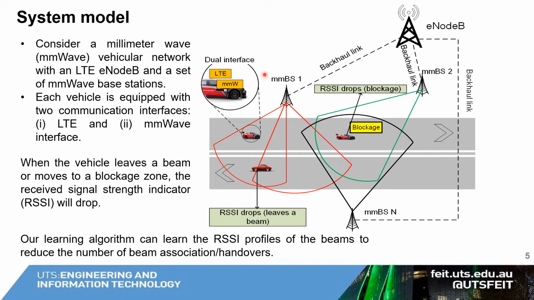Conventional approaches usually make a beam association decision based on the current channel information or network state. However, the solution may lead to too frequent handover due to the intermittent connectivity of millimeter wave links. Differently, our algorithm can learn from multiple vehicles on the road simultaneously to obtain the RSSI profile of the beams in the system, and in this way we can reduce the number of beam associations and handovers.